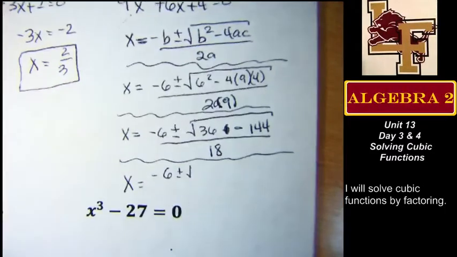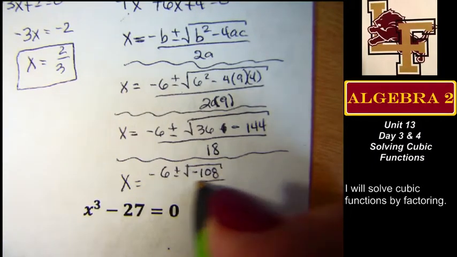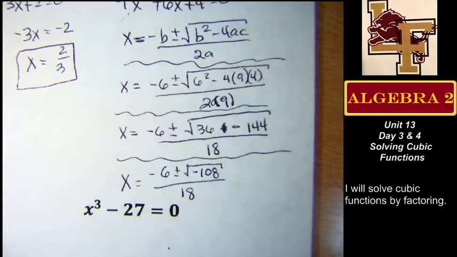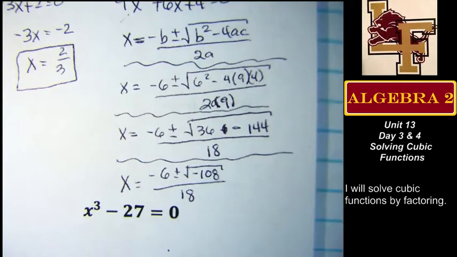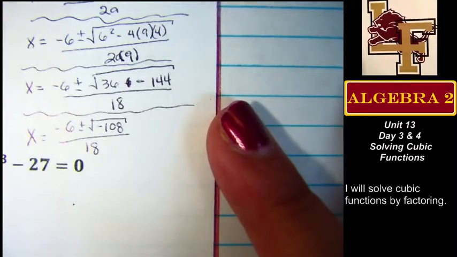36 minus 144 is negative 108. Oh, thank you. I would have gotten there eventually. All over 18. Now, I see a negative, which automatically triggers the knee-jerk reaction of, I'm going into imaginary numbers.